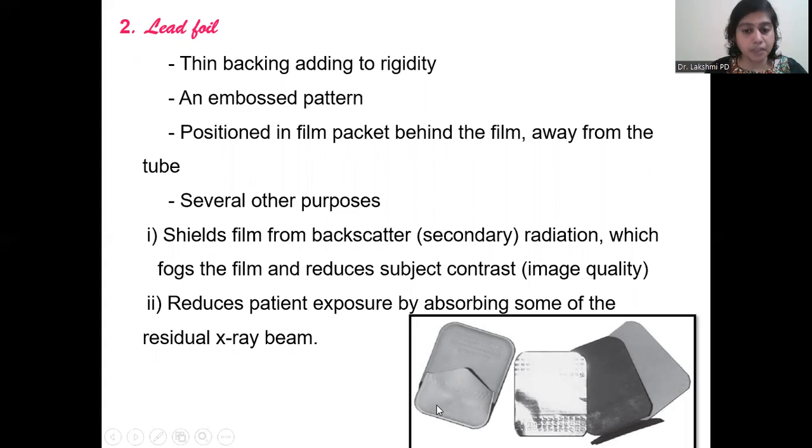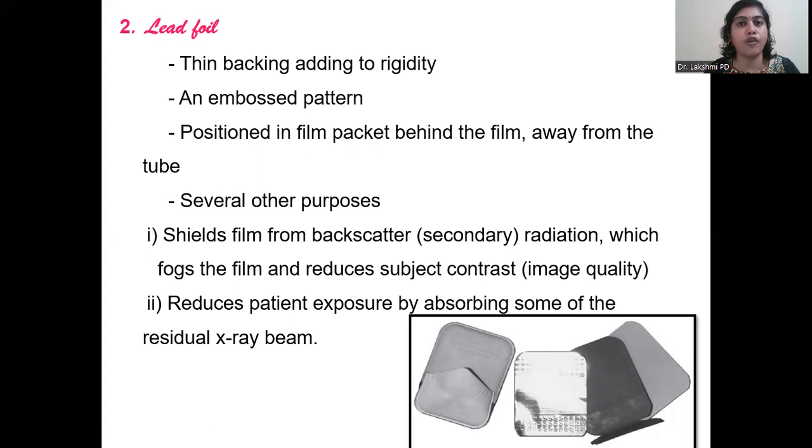This picture is nothing but the four parts of your X-ray film packet. This is your outer plastic wrapper packet. This is your lead foil. This is your paper wrapper, and this is your X-ray film. Now, I told you about this embossed pattern. This embossed pattern on the lead foil is supposed to be placed towards your tongue.